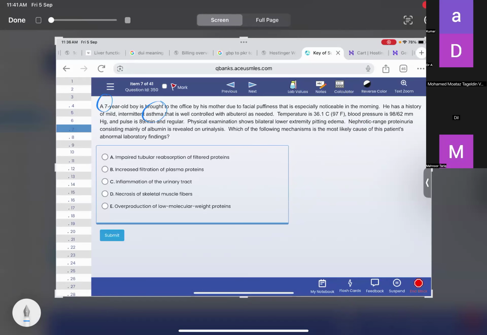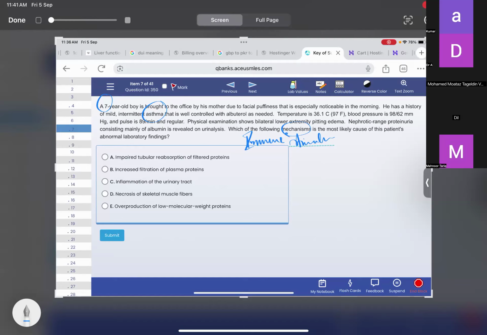Asthma, right? So what is it? Asthma is causing nephrotic syndrome. Nephrotic. It is an immune stimulus, okay? Yeah, so what's the question asking? Which of the following mechanisms most likely explains the patient's abnormal laboratory findings? So what's the option?